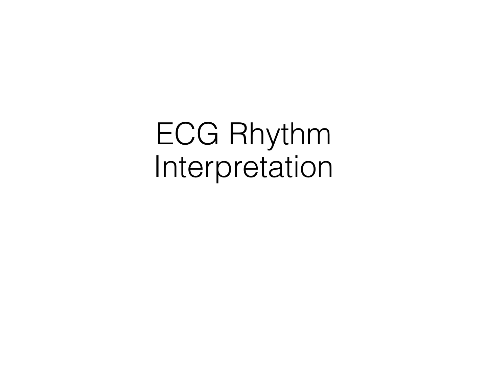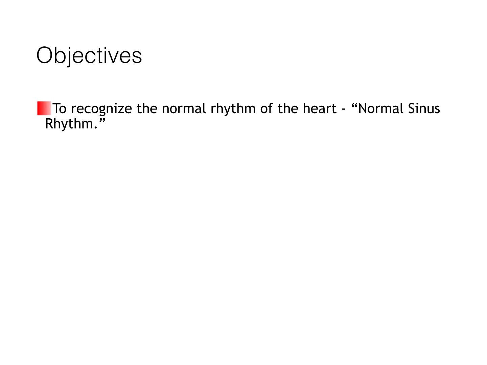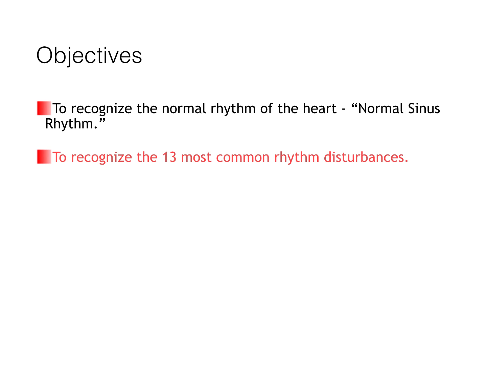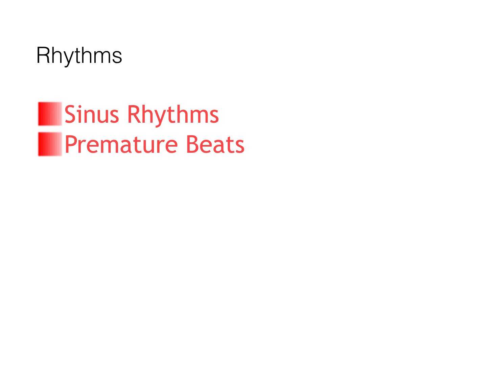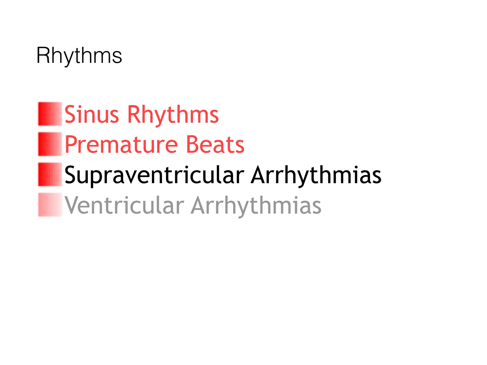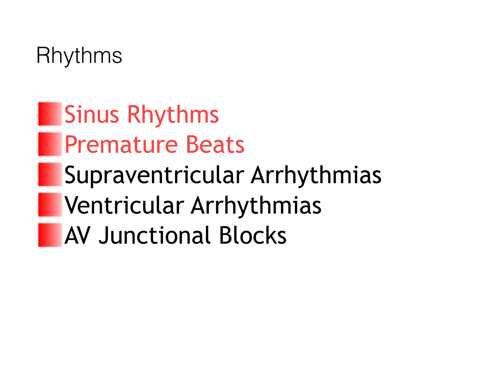In this video, we will try to interpret different kinds of rhythm using ECG. So the objectives of this video are to recognize the normal rhythm of the heart, like normal sinus rhythm, to recognize the 13 most common rhythm disturbances, and to recognize an acute myocardial infarction on a 12 lead ECG. We will try to find out different types of rhythms using ECG, like sinus rhythms, premature beats, supraventricular arrhythmias, ventricular arrhythmias, and AV junctional blocks.